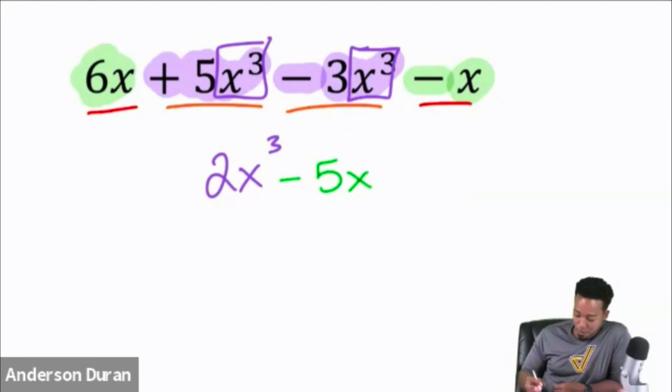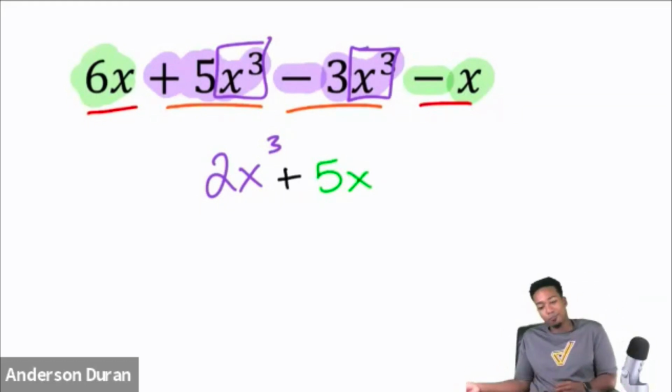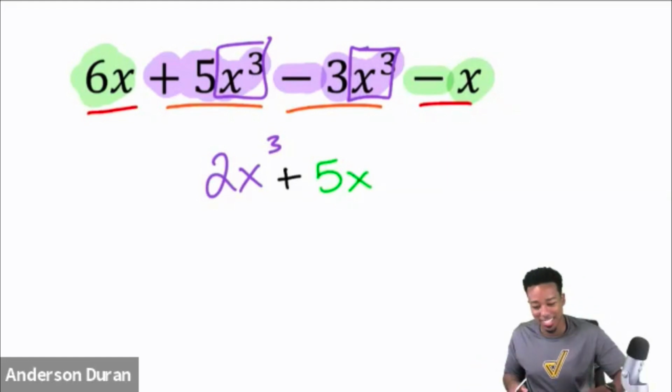Yeah, I put a negative there on purpose. It's not going to be a negative. It's going to be a plus. Got to make sure y'all are paying attention.